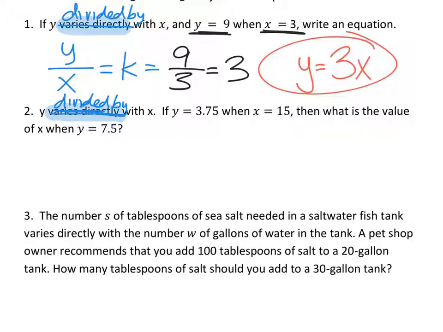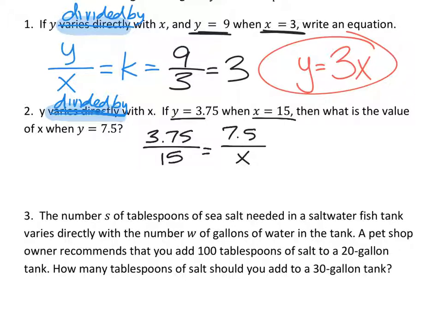So then I keep reading. If y equals 3.75 when x equals 15, then what is the value of x when y equals 7.5? Set up your proportion. We know that y's are divided by x's. Whoa, what did I just do? I set up a proportion, and I know that it has to be in this order because y is divided by x. Here's a y, here's its divide by number, and then here's a y. But do I know its divide by number? No. So I have to use cross multiplication and division to figure this out.